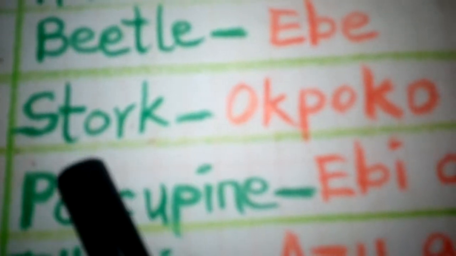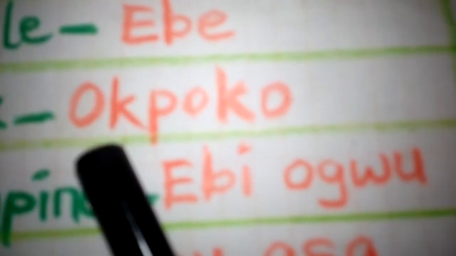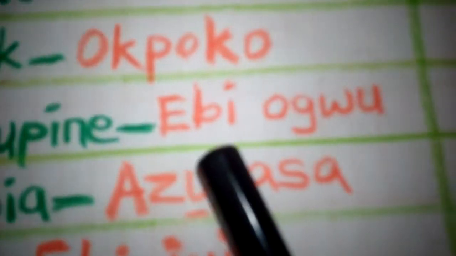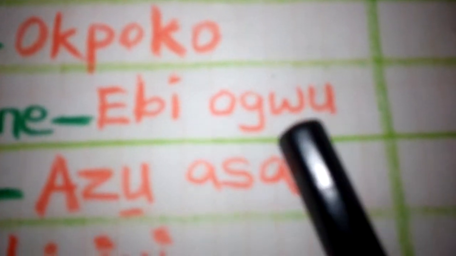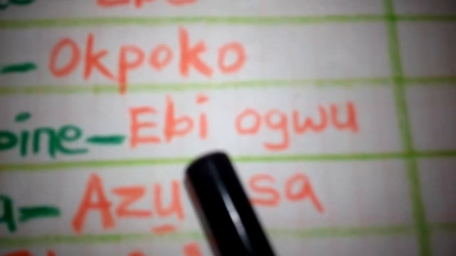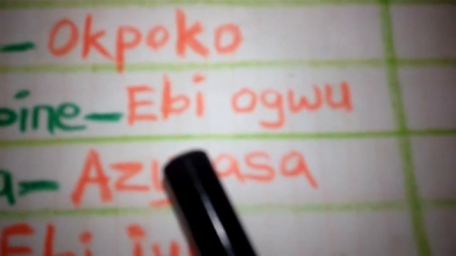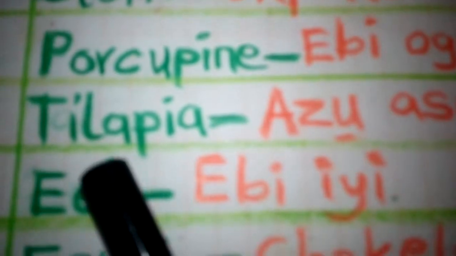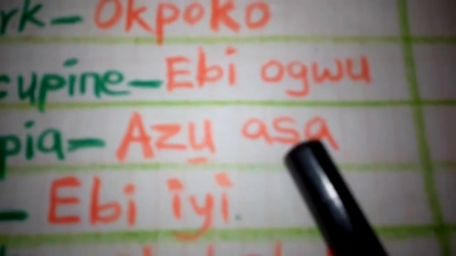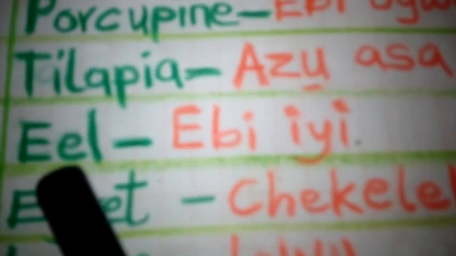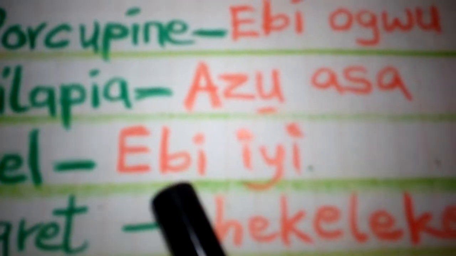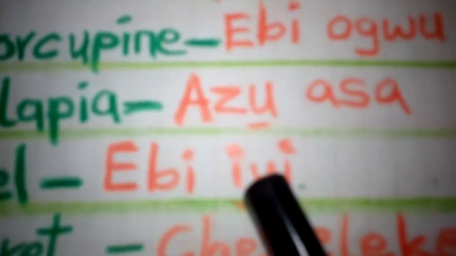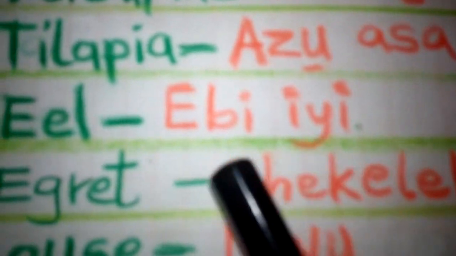Okay, stork, stork. Oboko, oboko. Porcupine, porcupine. Ebiogu, it has thorns all over the body, like hair, but there are thorns. Ebiogu. Ogu is tongue. Ebi ogu. Tilapia, tilapia. Azu asa, azu asa. Very delicious. L, L. Ebi yi, ebi yi. We have ebi ogu, we have ebi yi. L.